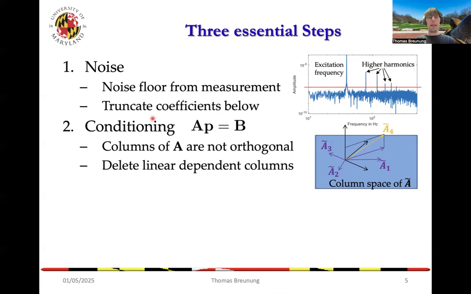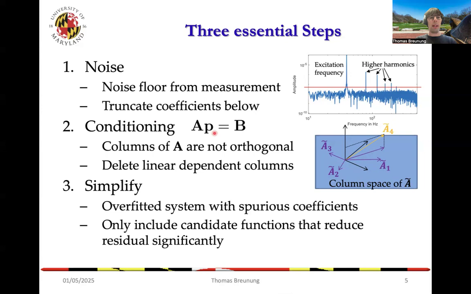It might happen that two columns of the matrix A are almost linearly dependent. So they point almost in the same direction. So we are going to delete one of them, so we have only one vector pointing in each direction. This increases the conditioning of the linear system we are trying to solve.